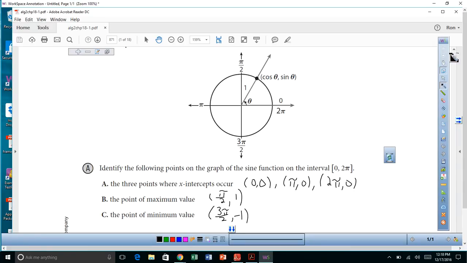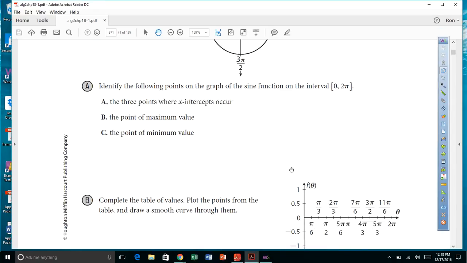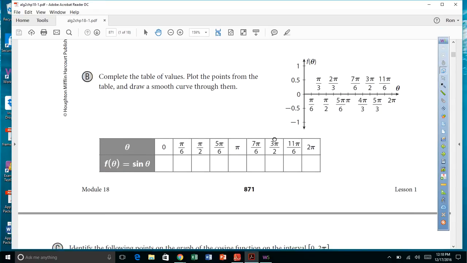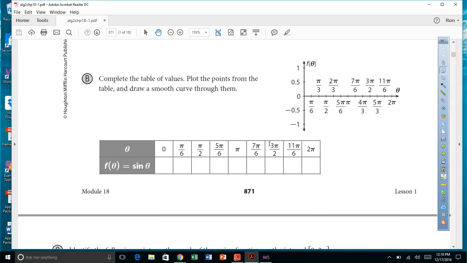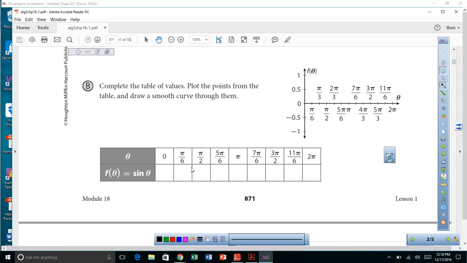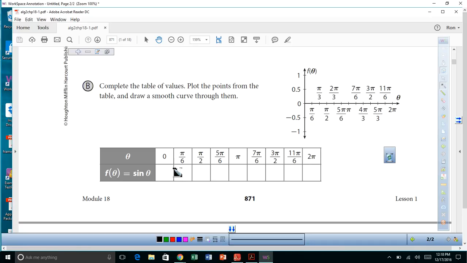All right, let's see here. B, complete the table of values, plot the points from the table, and draw a smooth curve through them. So 0, that would be 0, 0. Pi over 6, that's going to be 1/2. Pi over 2, that's going to be 1. 5 pi over 6 is going to be 1/2.